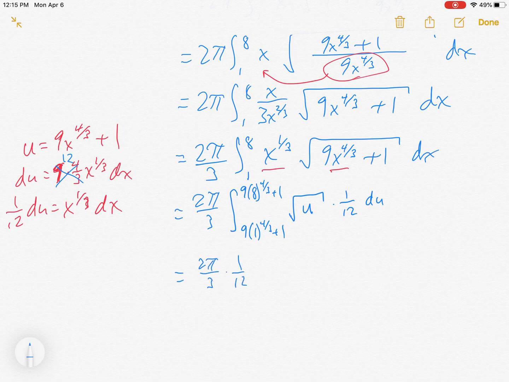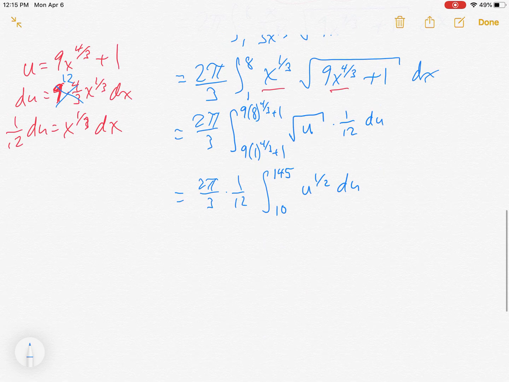Let's bring that 1/12 out front, so it becomes 2 pi over 12. I'll take my time in reducing that. This integral is now, what is that going to be? Just look over here. It's going to be 145 and 10, because 8 to the 1/3 is 2, to the 4th is 16, 16 times 9 is 144, plus 1 is 145, and this is going to be 10. Wow, we've really done some good work here.